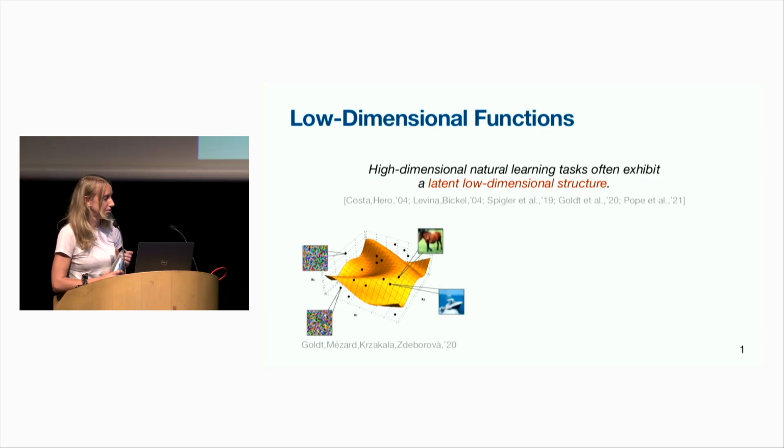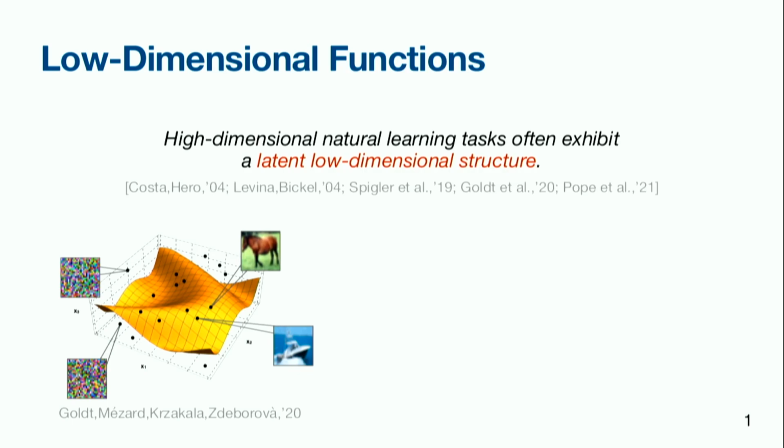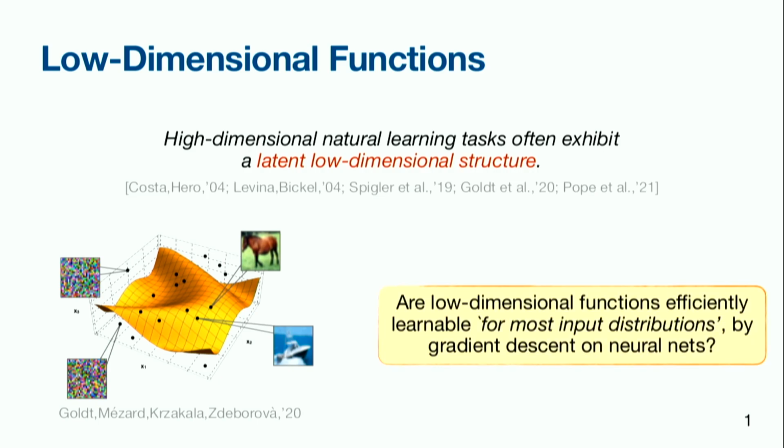So the motivation for considering low-dimensional functions comes from the classical observation that natural learning tasks, even if they are high-dimensional, often lie on a latent low-dimensional manifold. This has been observed in several works, and it's conjectured to be at the core of the success of deep learning algorithms. So the question that motivates this work is, can we show that if we learn with gradient descent on neural networks, then any low-dimensional function is easy to learn, at least for most input distributions in most settings? We do know that there are some low-dimensional functions that are challenging, but can we prove that those are somehow rare and not common in some sense?